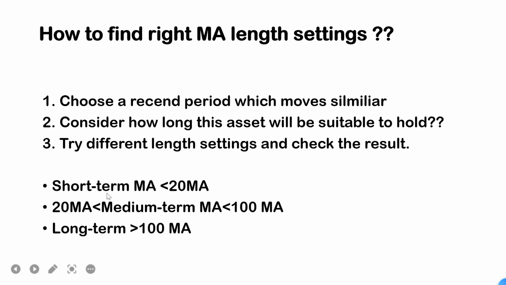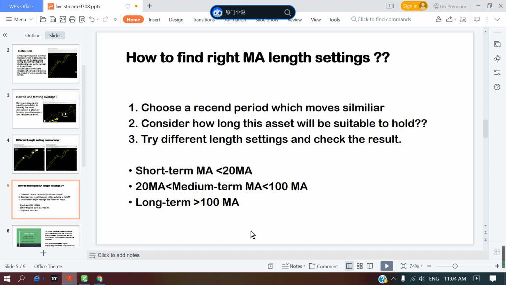So here is one of the basic concepts for short term, medium term, and long term. For short term, the MA is less than 20 days. For medium term, it is over 20 days MA but less than 100 days MA. But if we want to trade long term, then we may need to use over 100 days MA. All right. This is how to find the right MA length setting.